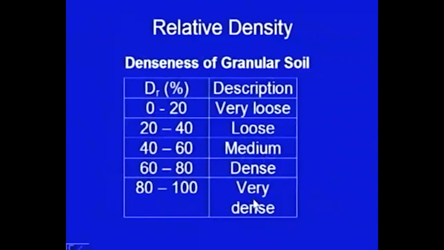So, this ratio (e max minus e) upon (e max minus e min), represented as a percentage, is termed relative density, and there is an empirical table available. Using this table, one can define the compactness of the granular soil. If the relative density Dr is less than 20, it is termed very loose. Between 20 and 40, it is loose soil. Between 40 and 60, it is medium, 60 to 80 dense, and if it is more than 80, the soil is called very dense.